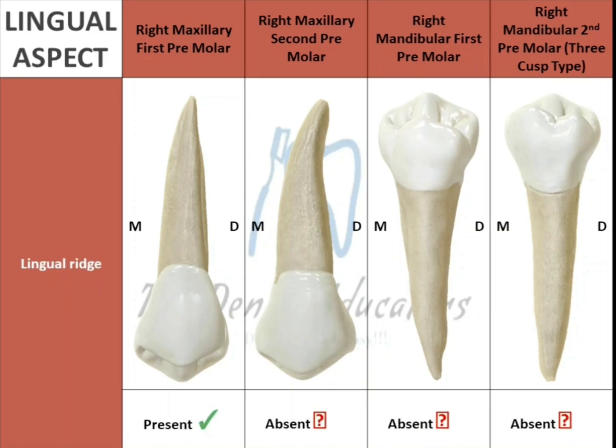As we had a linear elevation in the middle of the buccal aspect known as the buccal ridge, similarly, a linear elevation is evident in the middle of the lingual aspect for the maxillary first premolars, known as the lingual ridge, as marked in the image below. This lingual ridge is not evident in the maxillary second premolar and mandibular first and second premolars.